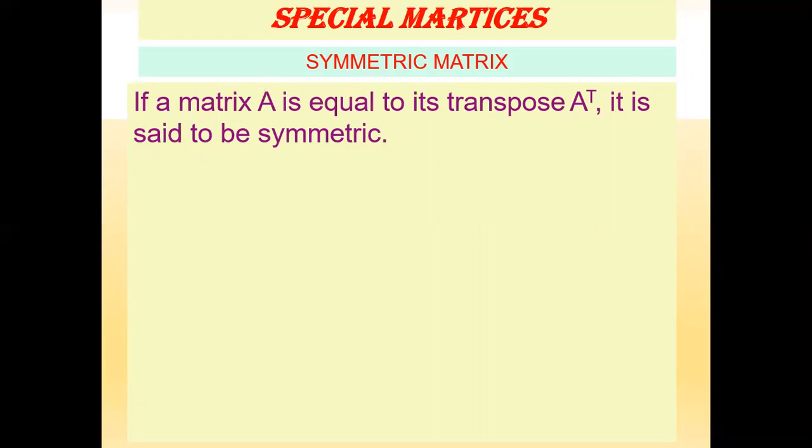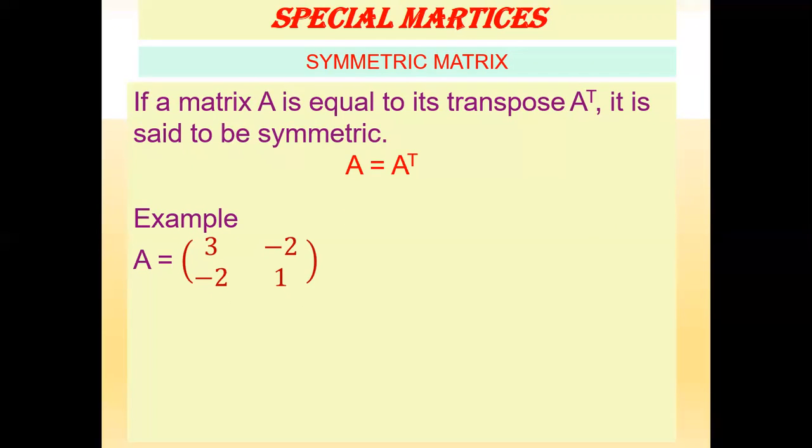So in this case, when you have a matrix and you find the transpose of the matrix, and you discover that the transpose is the same thing as the matrix itself, then that simply means that it is symmetric. So let's look at that. For example, you have A as 3, -2, and 1, and let's try to get the transpose of this. So A transpose now would be 3, -2, -2, 1.